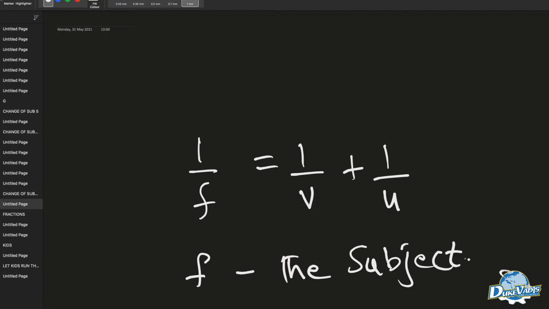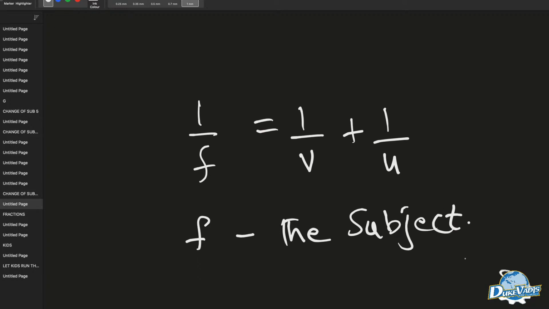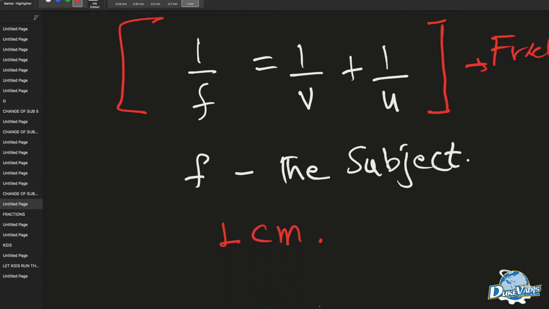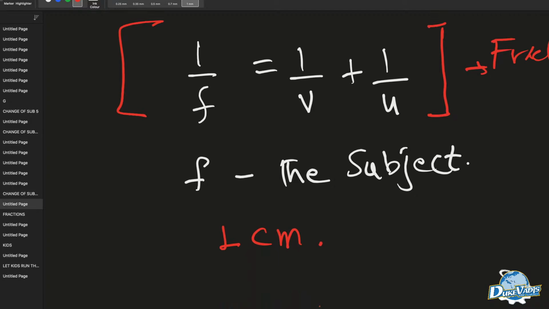So how do we go about making f the subject of the equation? If you look at the whole equation, we see that it is in the form of a fraction. Anytime we are working with fractions, we always think about something we call LCM, the lowest common multiple. So we want to make f the subject, so let's see how we go about it.